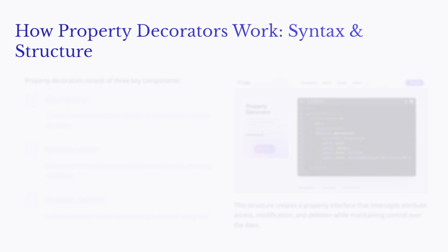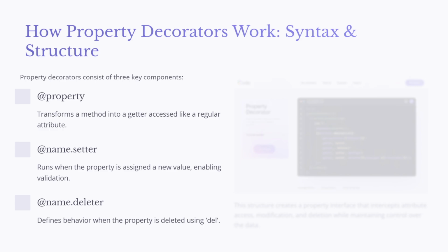So how property decorators work, their syntax and also their structure. Property decorators consist of three key components. We have the @property, which transforms a method into a getter accessed like a regular attribute, and then we have @name.setter, which runs when the property is assigned a new value, enabling validation. We also have the @name.deleter, which defines behavior when the property is deleted using del.